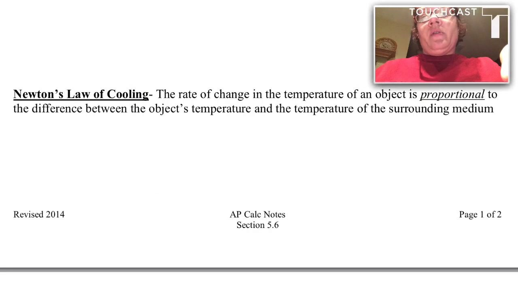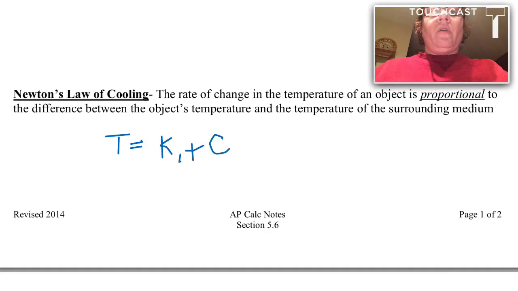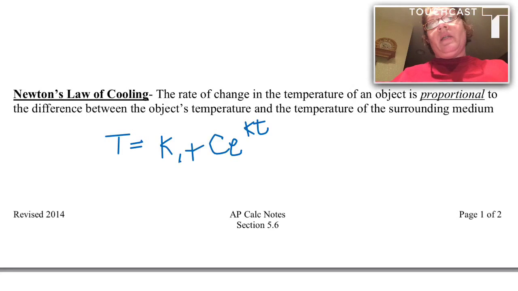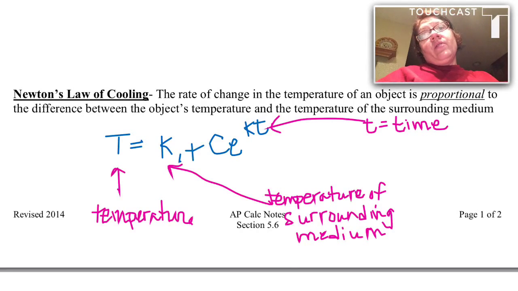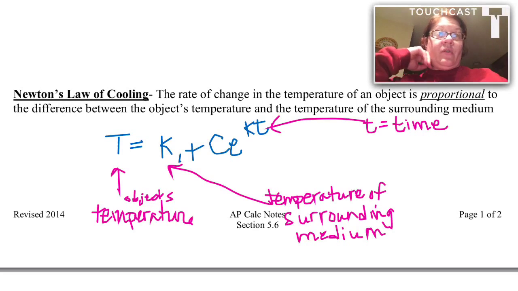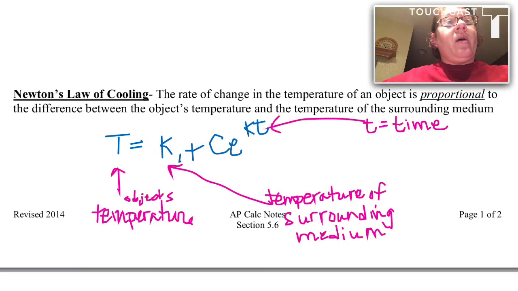And one of the formulas that we're going to use fairly often, and you will see definitely on the AP test, is Newton's law of cooling, which has that embedded in it. And for each of these variables, this is what they represent. So the object's temperature would be here, and the temperature of the surrounding medium, so the air might be an example, and then the little t at the top represents time.